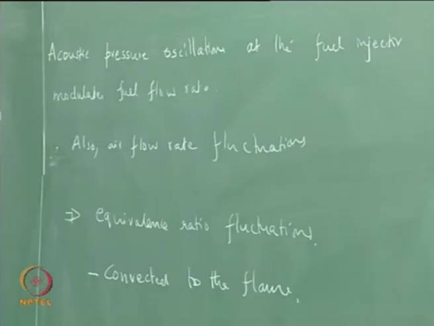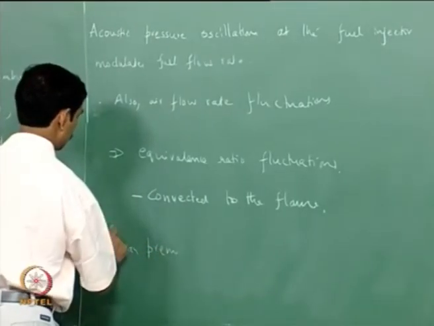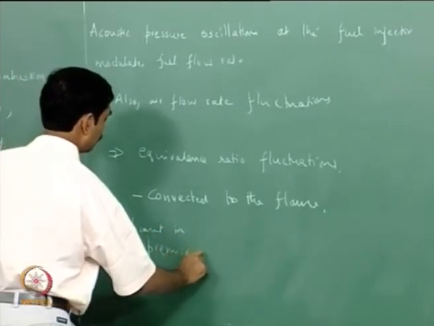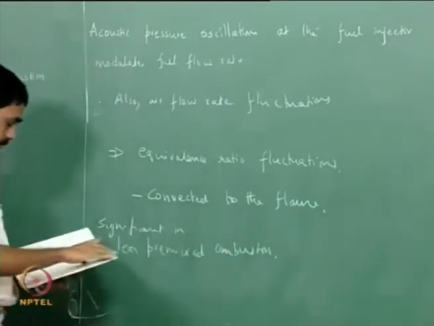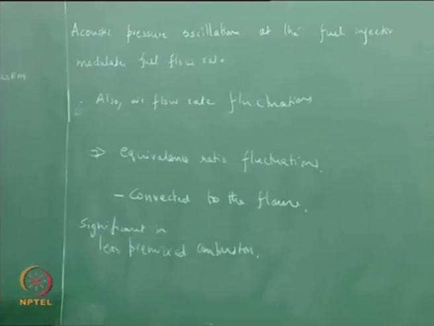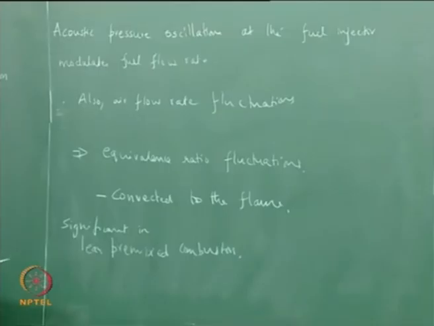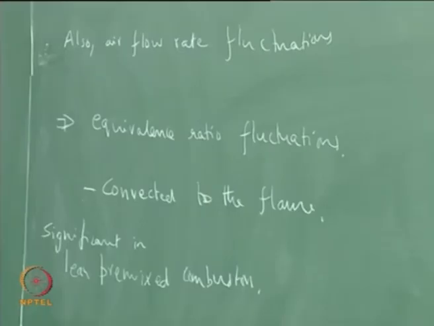This mechanism is very significant in lean premixed pre-vaporized combustors. And I must emphasize that at low equivalence ratios near the lean blowout limit, the flame speed S_L is a very strong function of equivalence ratio.